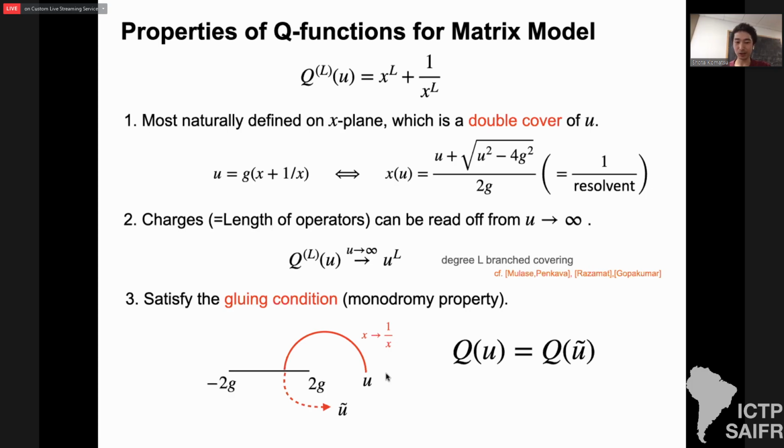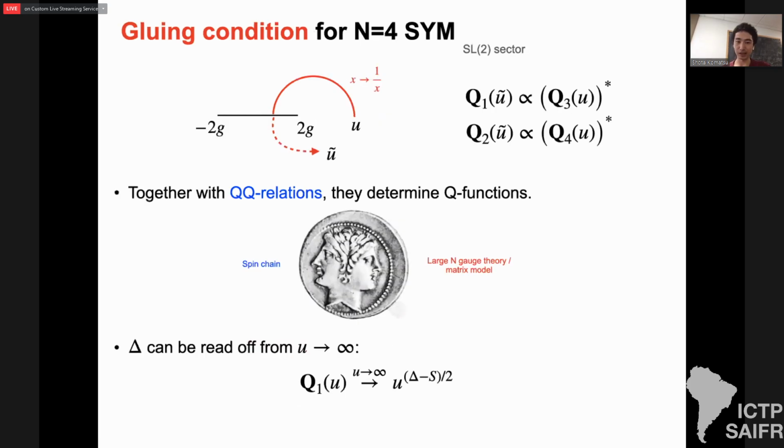And this third feature, the gluing condition, you can naturally generalize to N=4 super Yang-Mills. Because in N=4 super Yang-Mills we have several matrices, we have several Q functions. So the gluing condition gets a little bit more complicated, but you can still write it. And what is most important here is that together with the QQ relation that I talked about earlier, these two relations completely determine the Q function. So this is another manifestation of the principle that I was advocating. And similarly to the Gaussian matrix model, if you want to read off the charge, you can read it off from the asymptotics at infinity after solving these two equations.